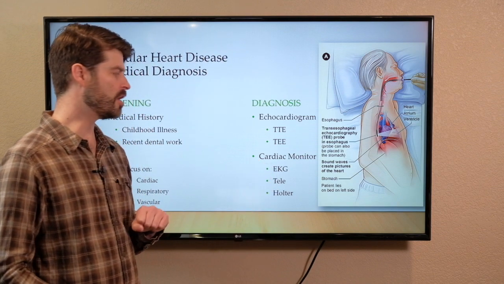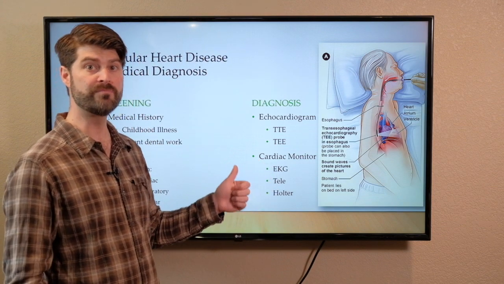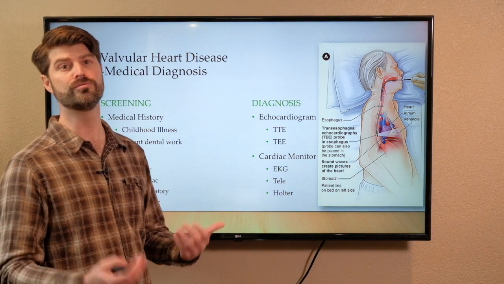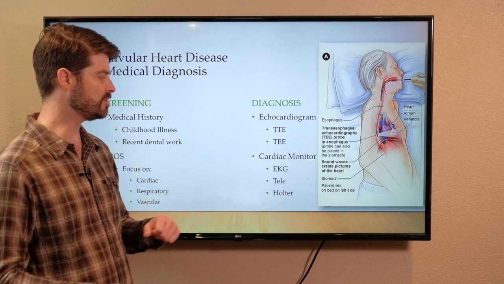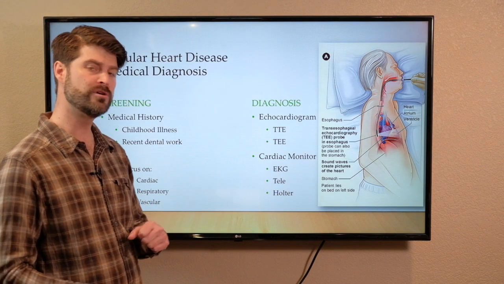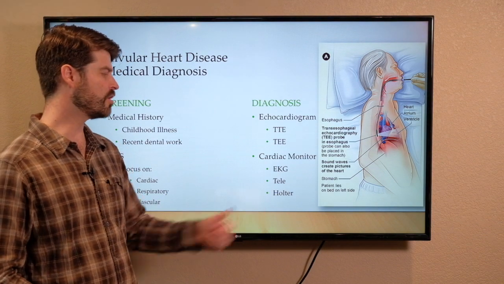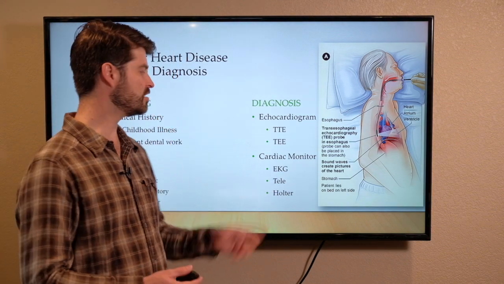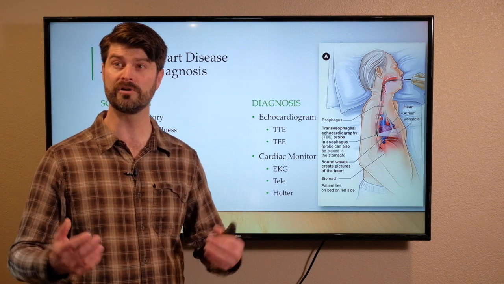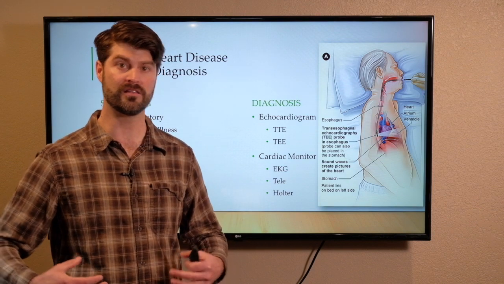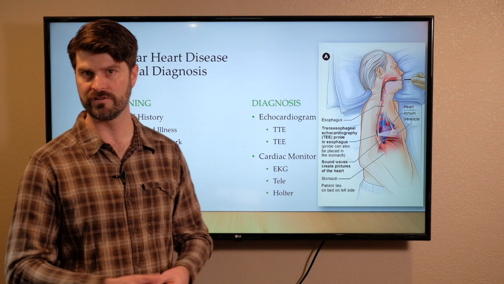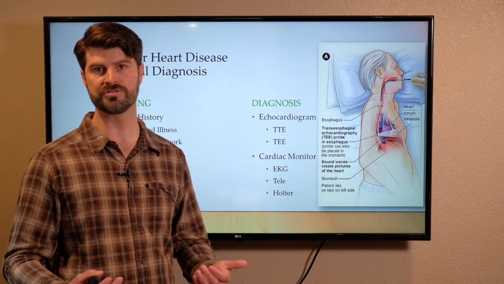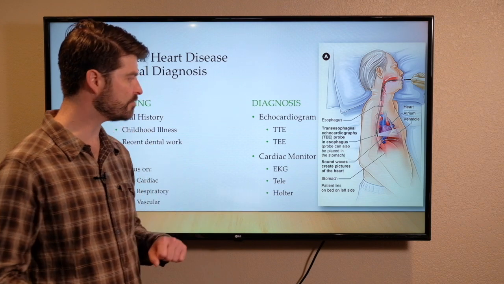The other is cardiac monitoring. We're probably going to have patients with mitral valve prolapse, especially if it's an acute or a new diagnosis, on EKG monitoring or telemetry monitoring. They may also be on what's called a Holter monitor. Holter monitors are like a telemetry monitor that we use in the hospital, the 5-lead monitor that takes a look at the electrical activity of their heart. But patients go home with these. These are kind of the home use version of that type of device.